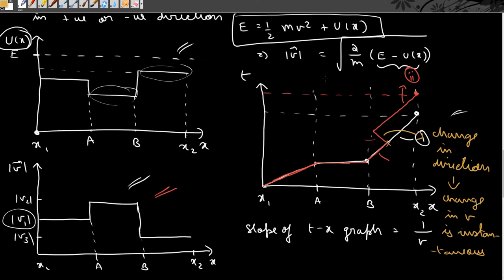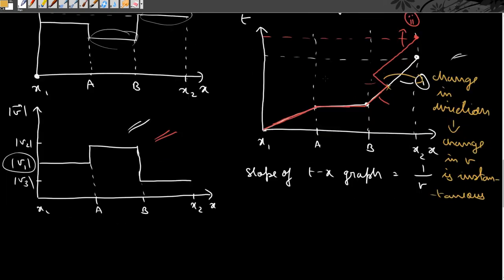So this makes sure that the law of conservation of energy is still valid. Okay. But the direction is different now. And therefore, the time taken by path 2 is different as compared to path 1. All right.